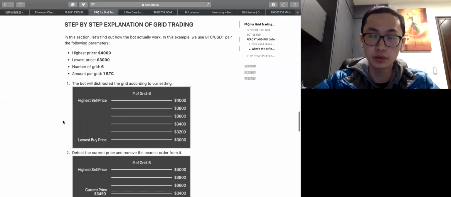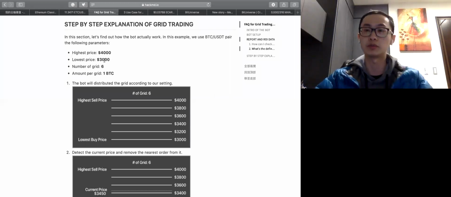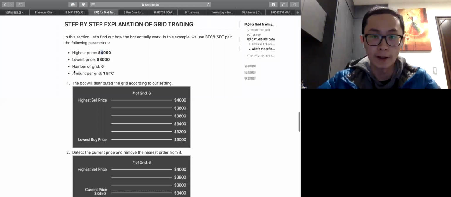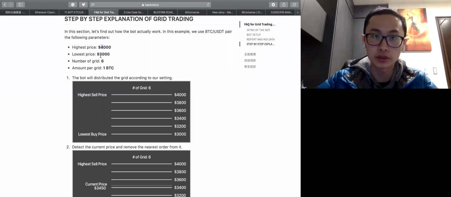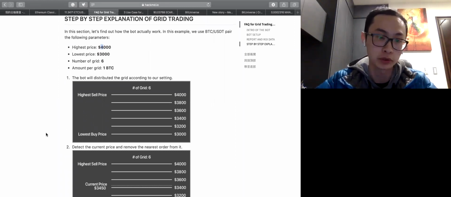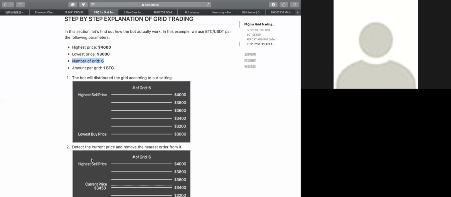All right, so in this example, let's say Bitcoin is going to fluctuate within, let's say, 3,000 and 4,000 USD, and we want to capture the swinging profits within this range. So what will we do? We will set the price range, and let's say we set the number of grids to 6. That means we will slice the price range into 6 parts, as you can see in the first graph.